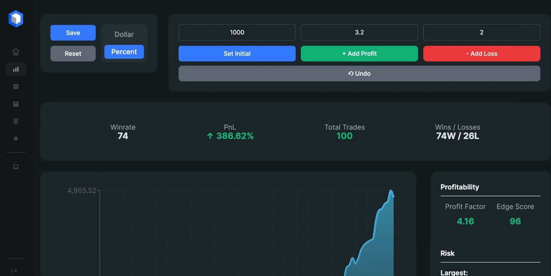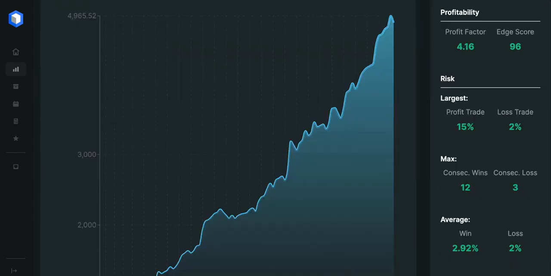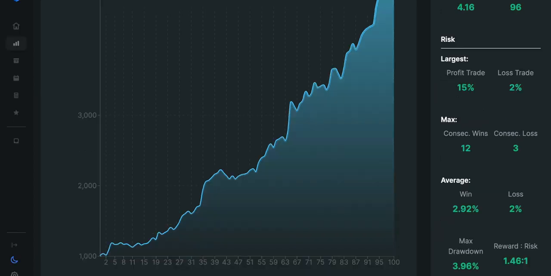I just finished the backtesting and after 100 trades, the win rate for the strategy turned out to be 74%. This is definitely really high for a 15-minute scalping strategy. The profit and loss is also looking pretty good. The profit factor is 4.16 and we had 12 consecutive wins against 3 consecutive losses. And the maximum drawdown does not exceed 4%.